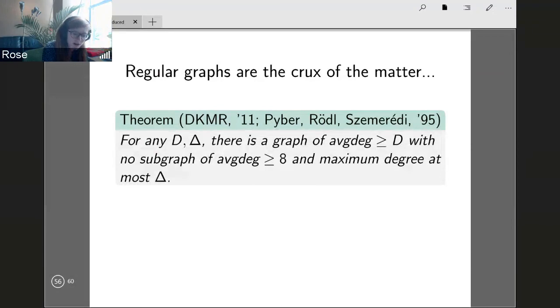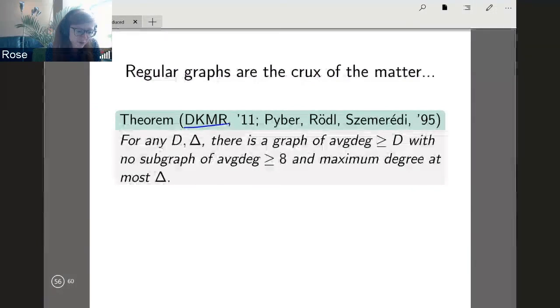You can't reduce the problem to graphs with maximum degree bounded as any function of their average degree. So the formal statement of that is this: for any d and delta, there's a graph of average degree at least d with no subgraph of average degree even at least 8 and maximum degree at most delta. It's just awful. You can't even get close. And this is due to, again, Dellamonica, Kubik, Martin, and Rödl, but they're adjusting a well-known construction of Pyber, Rödl, and Szemerédi.